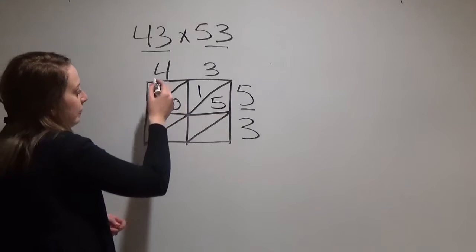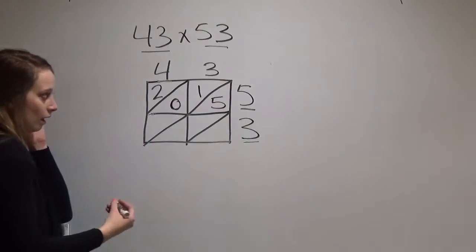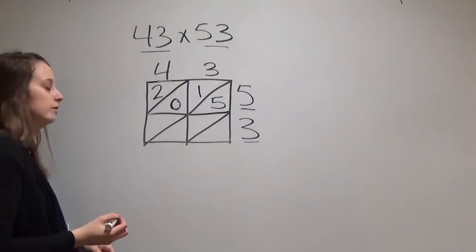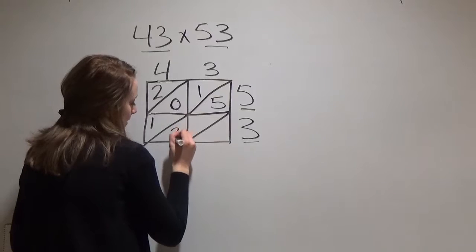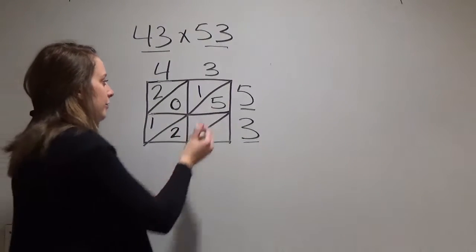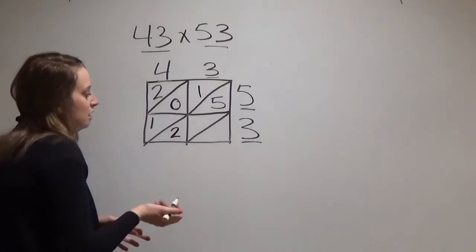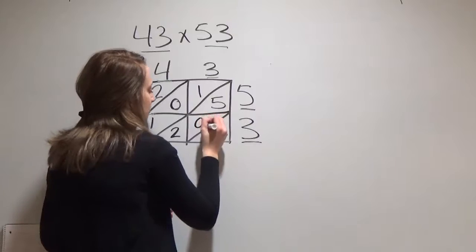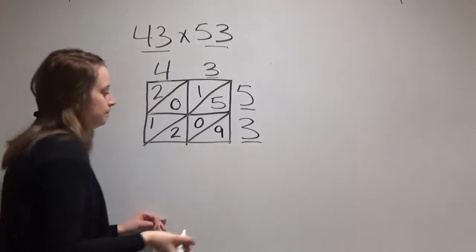And now I have my 4, and I'm going to move on to multiplying it by my 3. 4 times 3 is 12. My 1 goes on top, and my 2 goes on the bottom. And now I have 3 times 3, which is only a ones place. So in our tens place, we put a 0. And then our 9 goes below the diagonal.